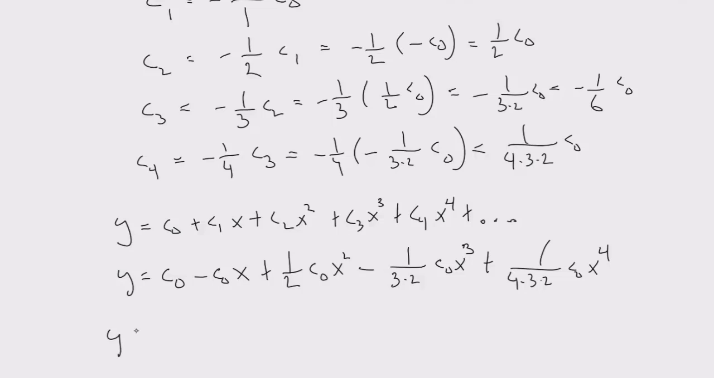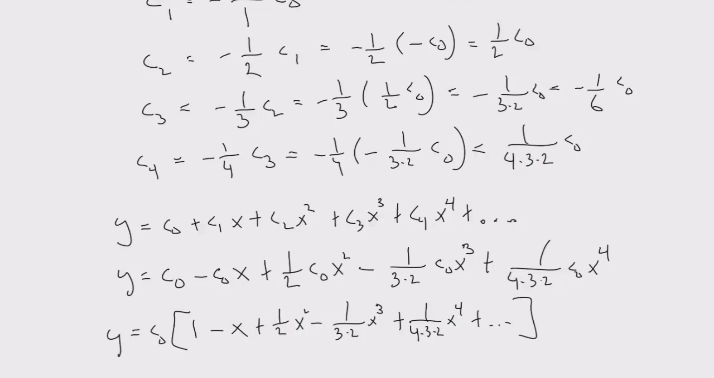And I can essentially factor out all of those lovely terms there, that c sub 0, so I'll have that constant on it, which gives me a general expansion of 1 minus x plus 1/2 x squared minus 1/3 times 2 x cubed plus 1/4 times 3 times 2 x to the fourth plus dot dot dot. And now the question is, can I generalize this?